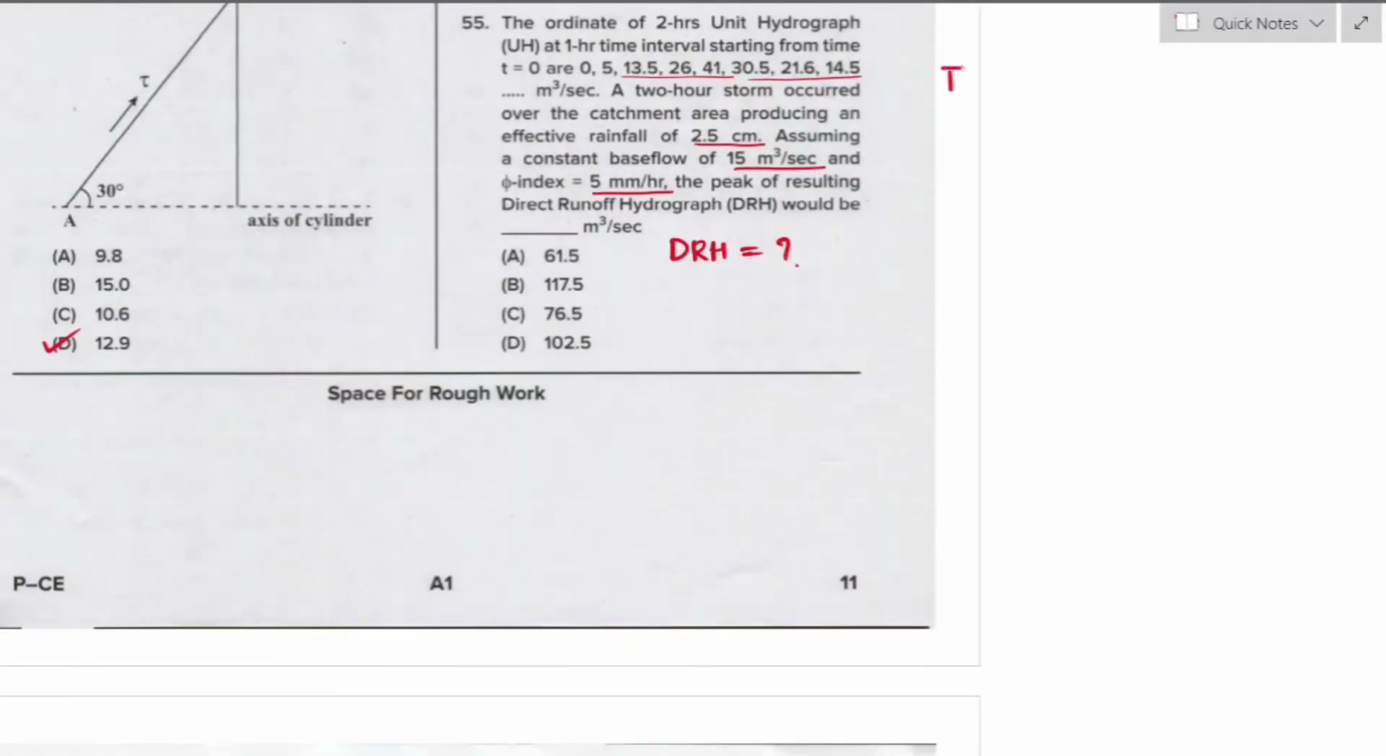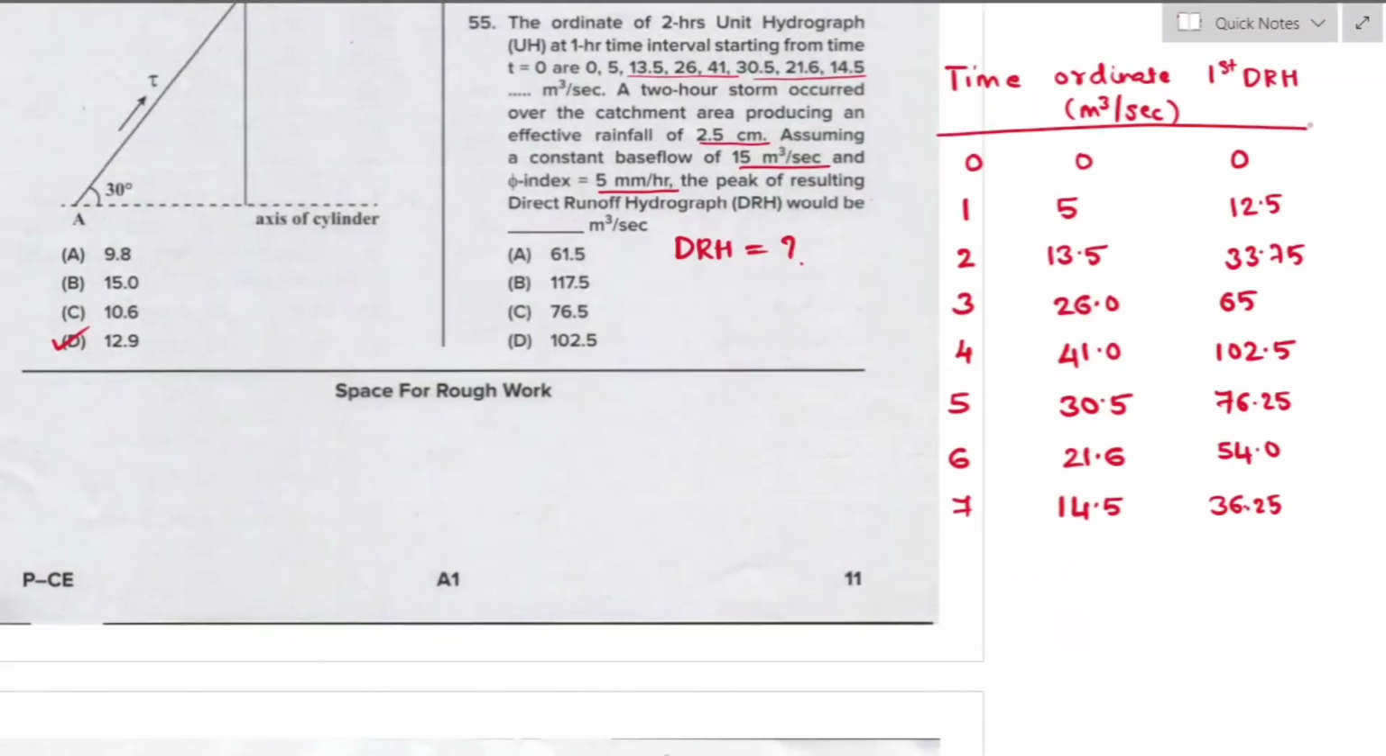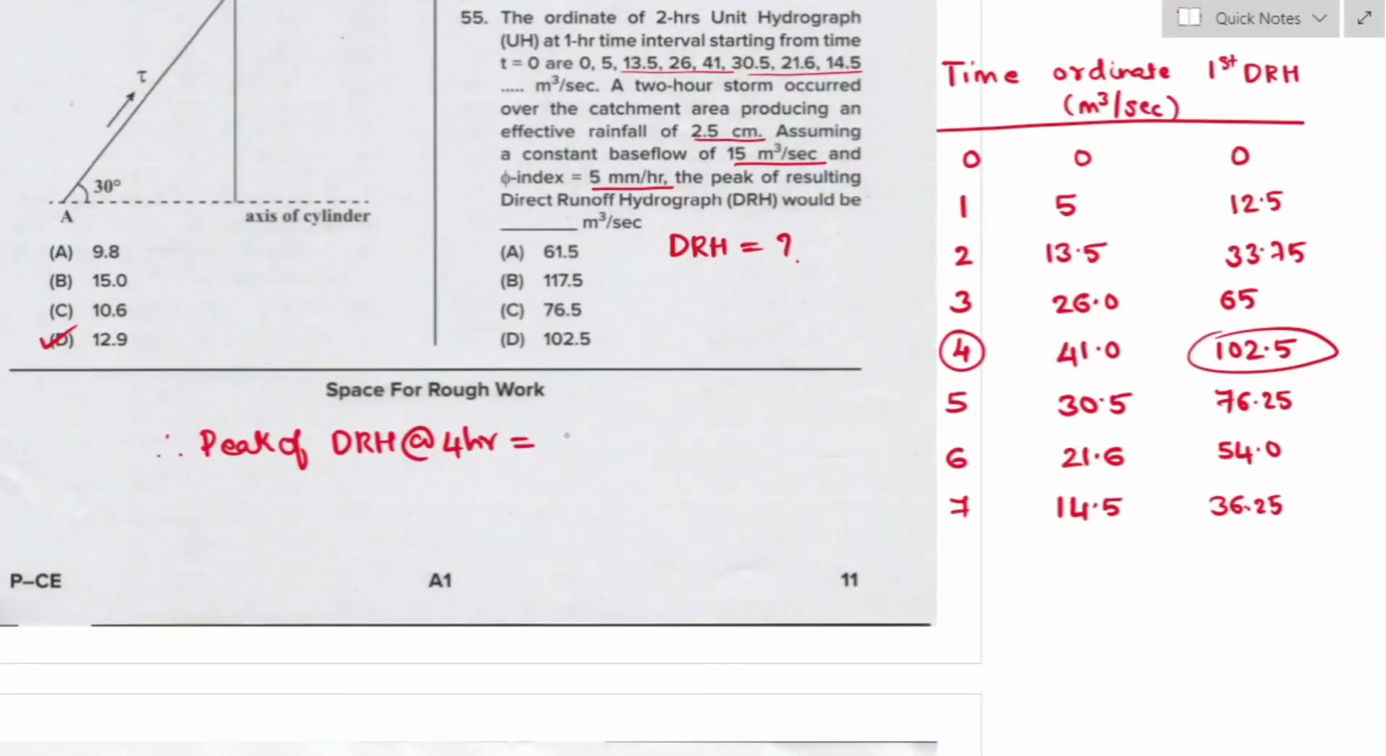So let us plot it in a tabular column. So the peak resulting direct runoff hydrograph at a 4-hour is equal to 102.5 m3 per second. So the right answer is option D.